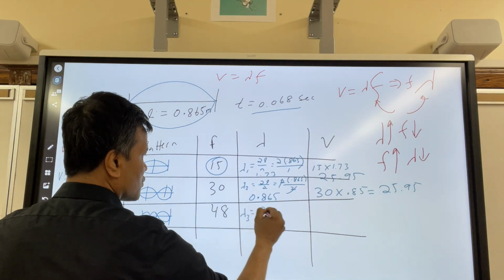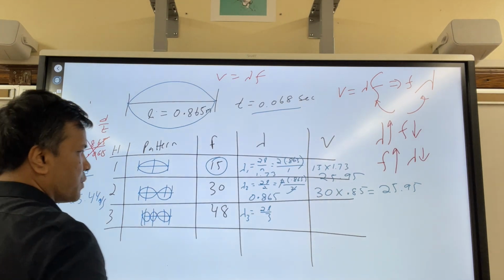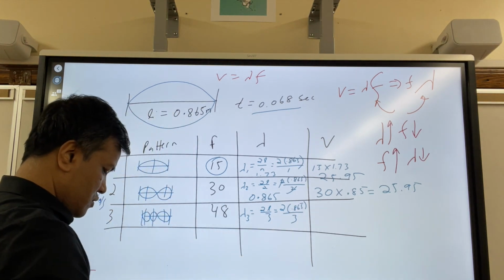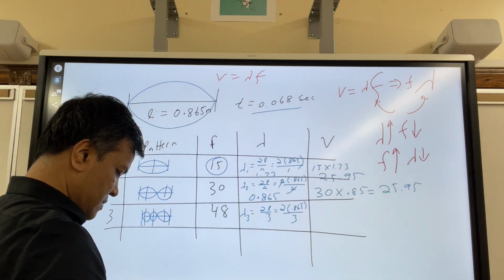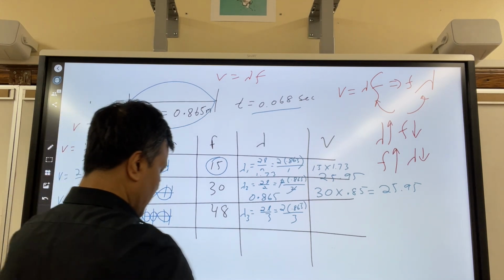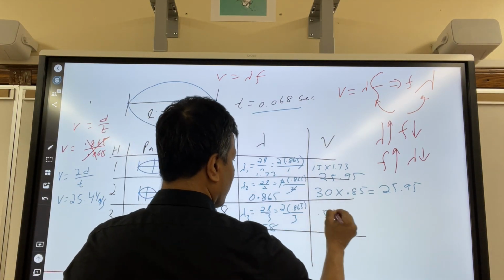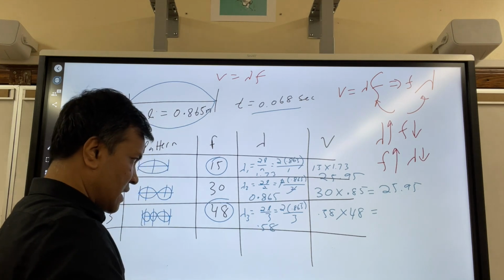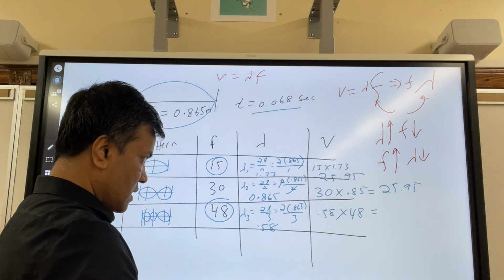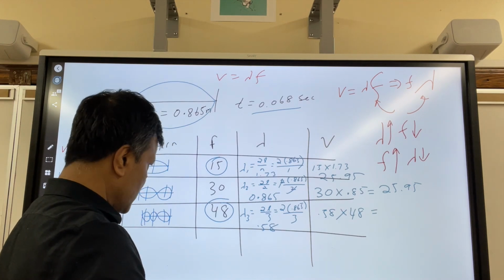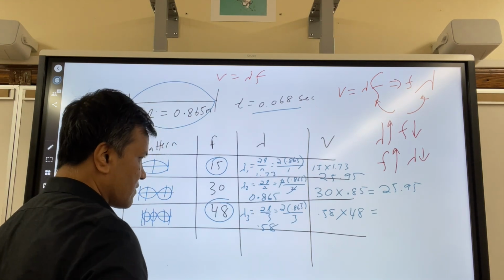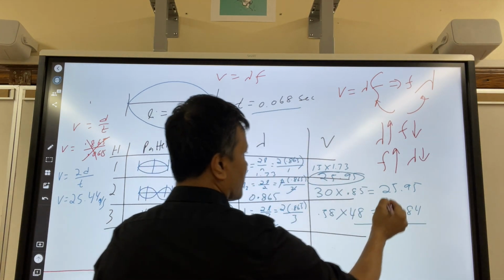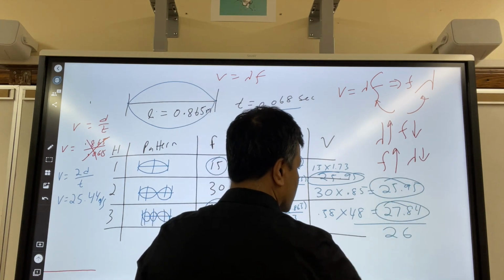Let's find this one. Lambda 3 is equal to 2L over 3, because 1, 2, 3 loops, which is 2 times 0.865 divided by 3, and that is 0.58. It's a small wavelength, but the bigger frequency will compensate. So 0.58 times 48 gives us 27.84. So let's take the average of 25.95, 25.95, and 27.84. Let's say the average is about 26.